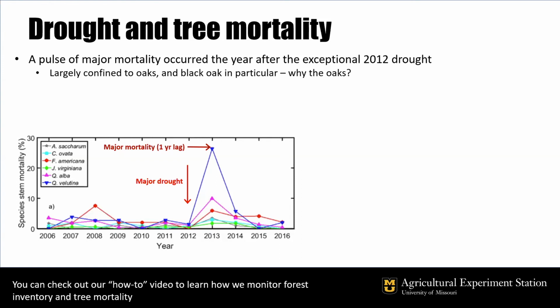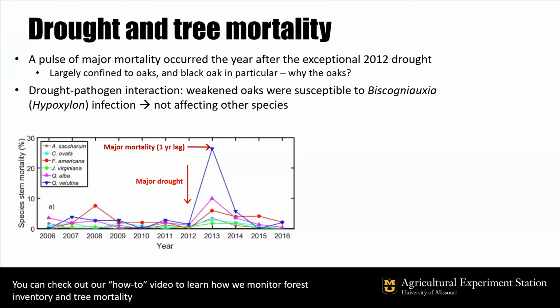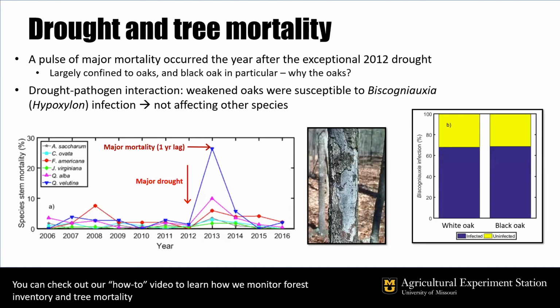Given what I had presented earlier, where we showed that the oaks tended to be more drought adapted, one might ask, well, why is this happening to our oaks? And we found evidence that there was a drought pathogen interaction whereby weakened oaks became very susceptible to a fungus called Biscogniauxia, formerly known as Hypoxylon, which infected the trees, and it was affecting the oaks, but not the other species. And so Biscogniauxia gets in and rots the sapwood, and you can see in this photograph here a stem that's been covered in Biscogniauxia.